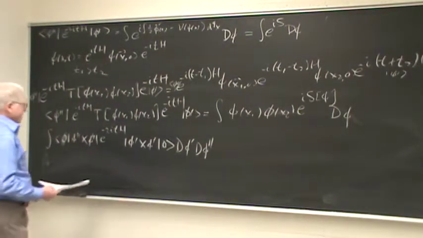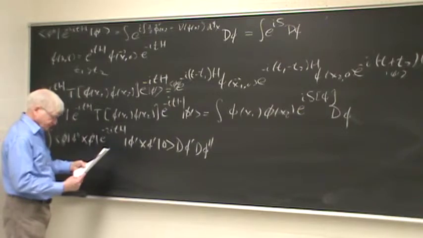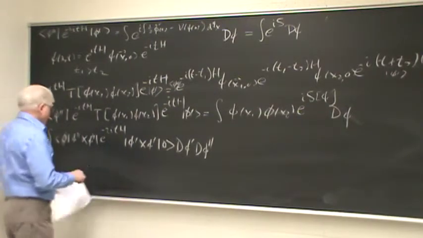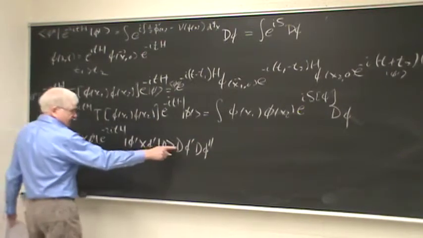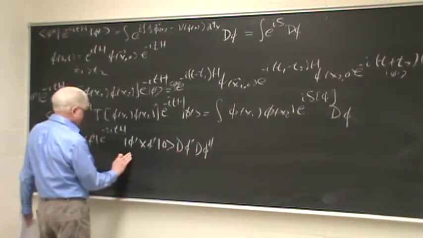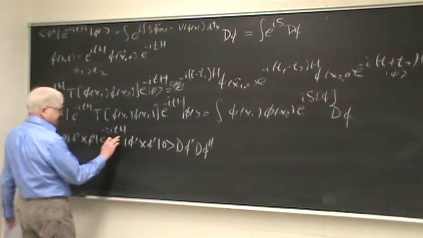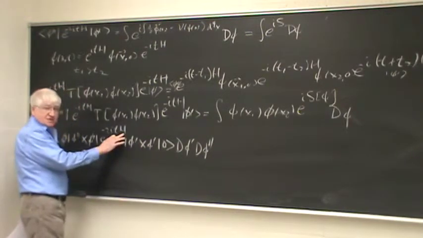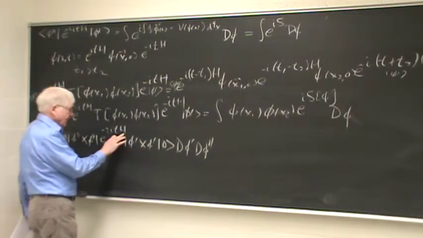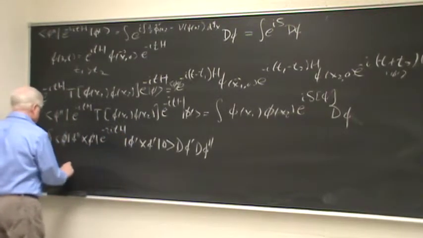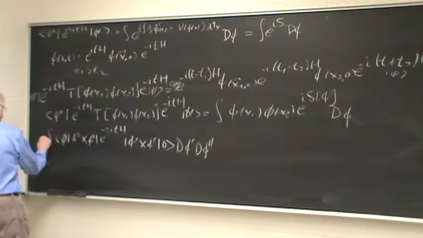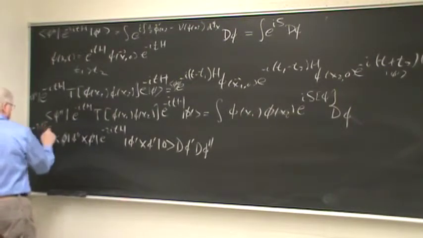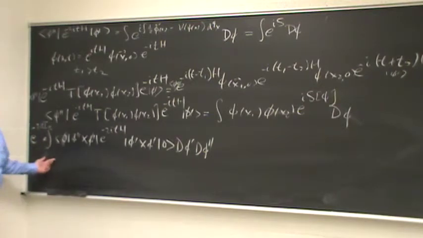And what is this? Well, let me make sure I've got it. Well, integrating over the fields just gives us the identity operator, and so this is the ground state. The ground state's an eigenstate of the Hamiltonian, eigenvalue E0. And so this thing is actually equal to e to the minus 2it E0. And that's actually exact.